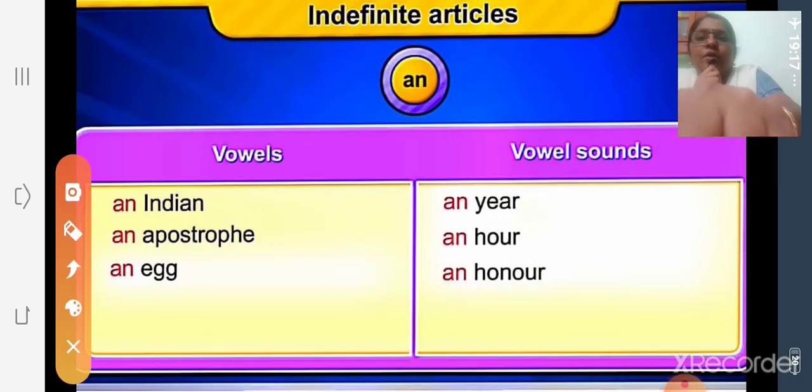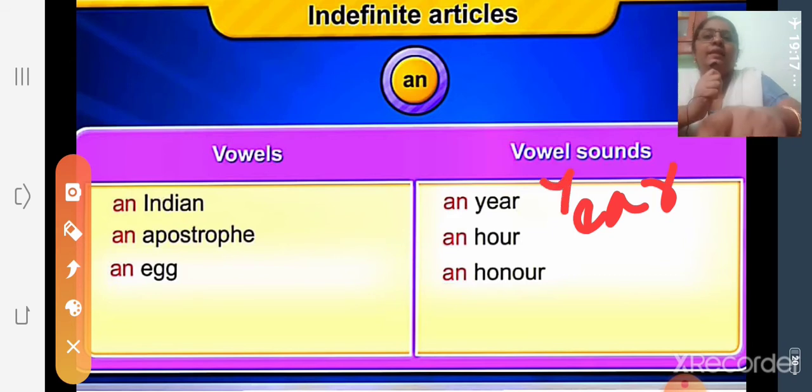Which is pronounced like ear, E-A-R. The letter Y is silent here. So the prominent sound here is E. E എന്ന് പറയുന്നത് vowel ആണ്. That is why an ear.